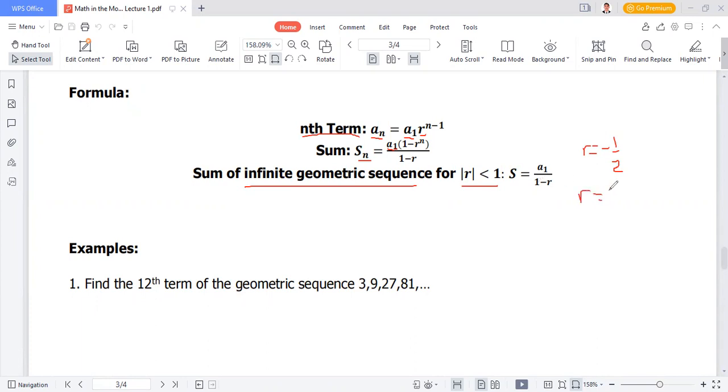But if r equals 3, since 3 is not less than 1, hindi natin pwedeng gamitin yung formula. Okay? So ano lang mangyayari kapag r equals 3? So mangyayari lang, wala siyang sum. Okay? So infinite. So yan yung case kapag ang pinag-uusapan ay infinite geometric sequence. But for finite, walang condition sa r. So tuloy natin. Proceed tayo sa example.